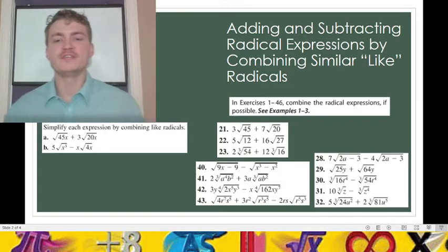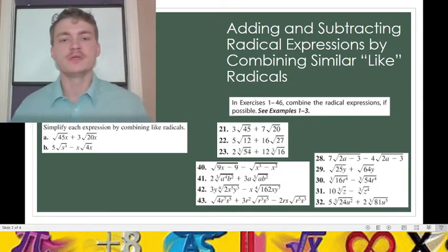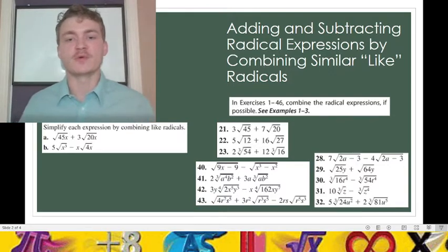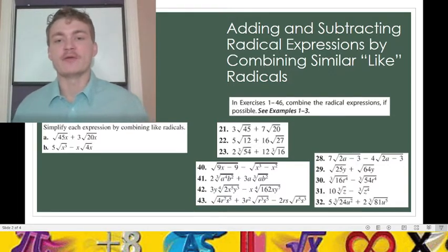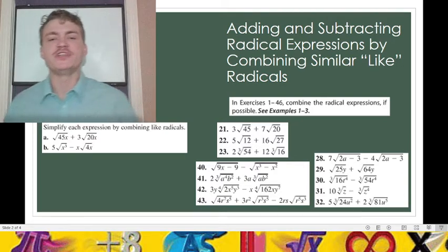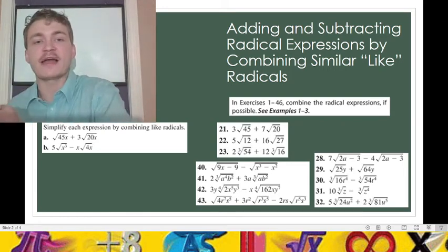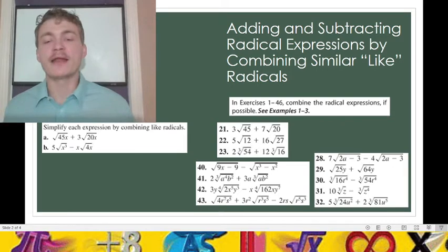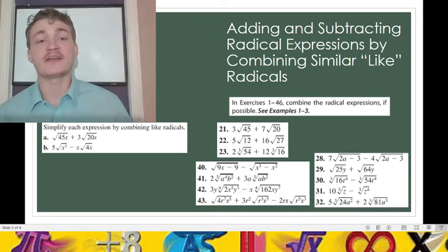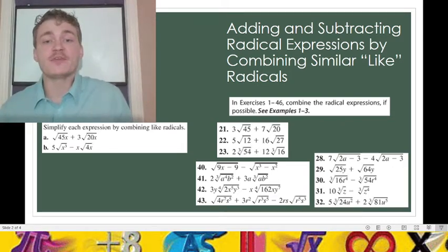For number 40, each of our radicands are binomials. We have a binomial 9x minus 9 under our square root. We have a radicand of x cubed minus x squared under our square root. For each of these polynomials, if we are to find a factor to factor out of the radical, we first need to factor the polynomials.